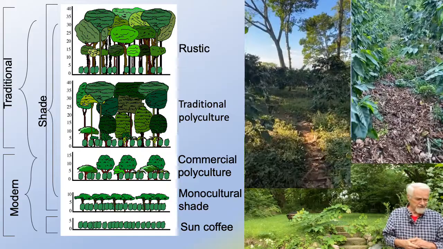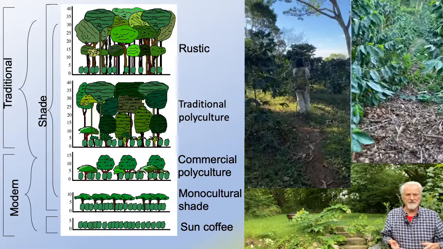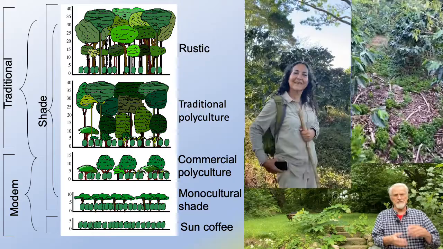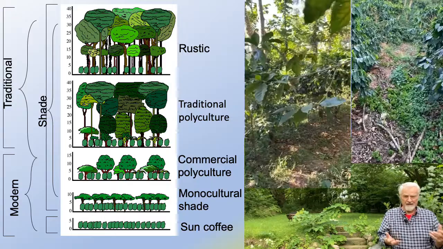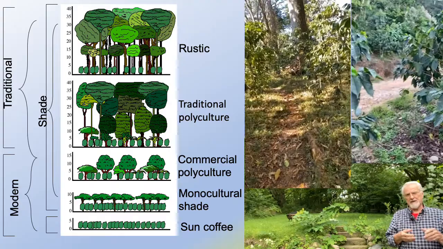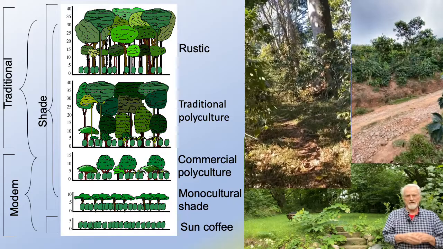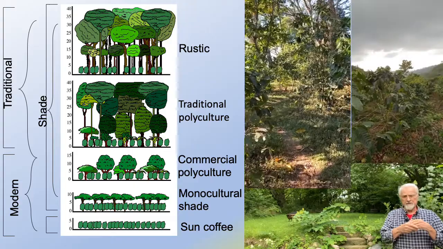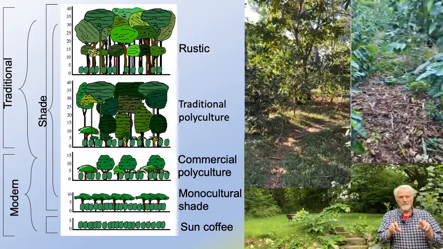Then you go down to the traditional polyculture, where some of the trees are remnant trees from the original forest. Others are planted specifically as shade for the coffee. And then you get down to commercial polyculture. Commercial polyculture has usually a variety of shade trees, but most of them are planted as opposed to remnants from a tropical forest. Down to the monoculture of shade. When I say monoculture of shade, we don't really mean just one species, but one type of shade tree, either a nitrogen-producing shade tree or some other convenient species. And then finally, you get to the fully, quote, modern system, the industrialized system, the sun coffee system.